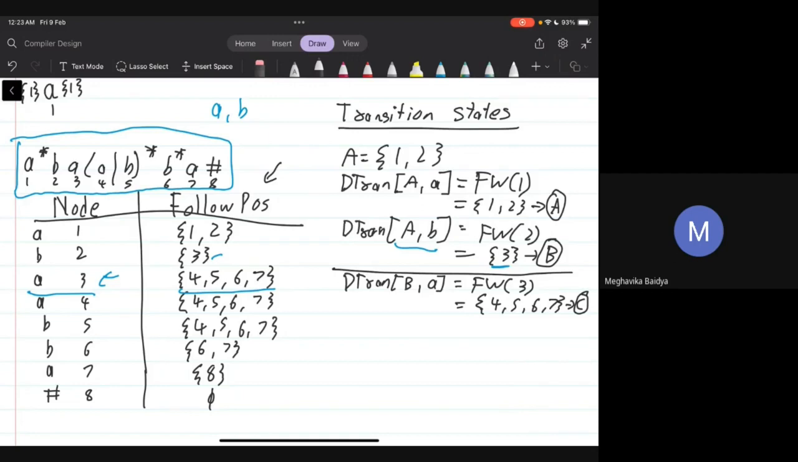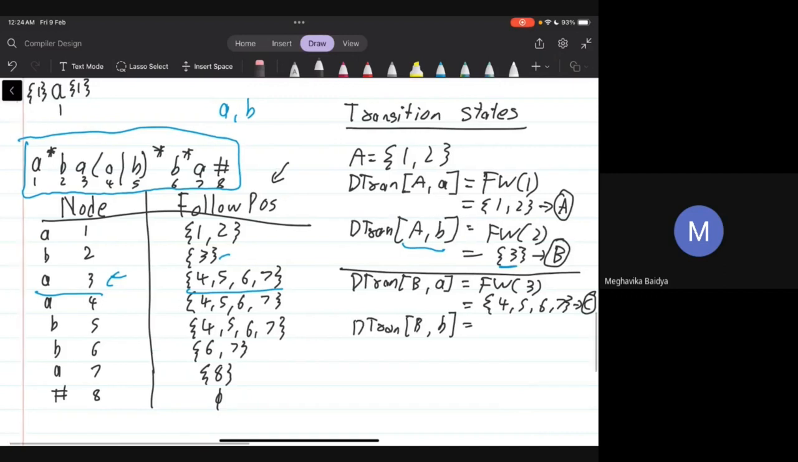Now B comma A is done. Now we'll do B comma B. Dtran of B comma B. For B, you'll check with 3. Is there anything in 3 that matches with B? No, right? So you write phi. Okay, got it. This is done.